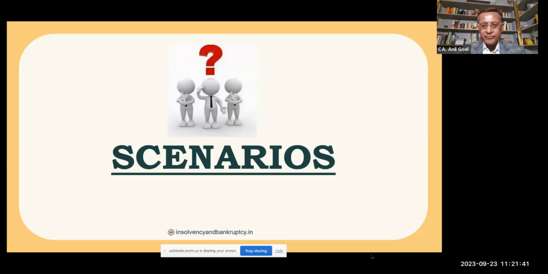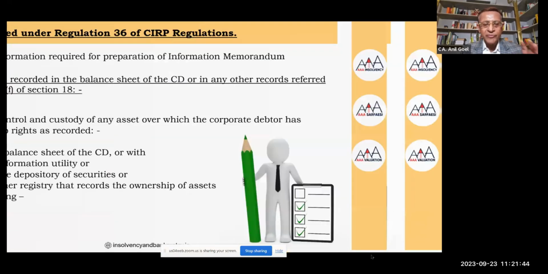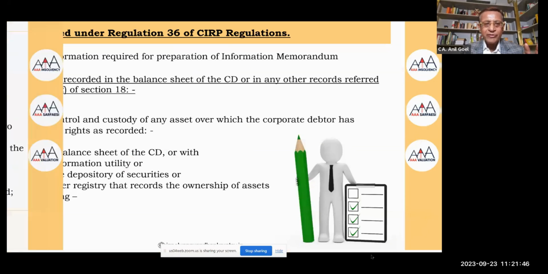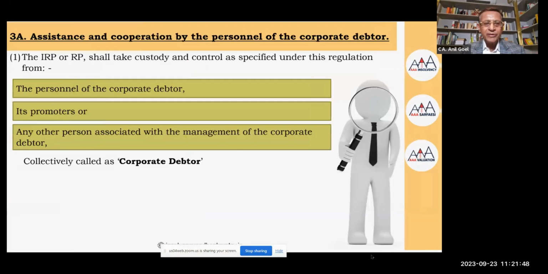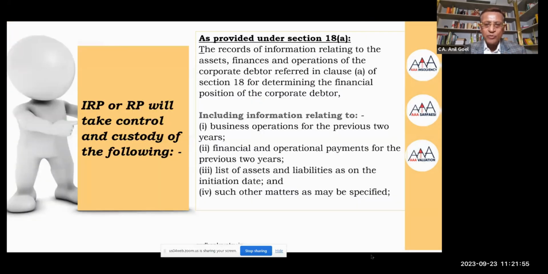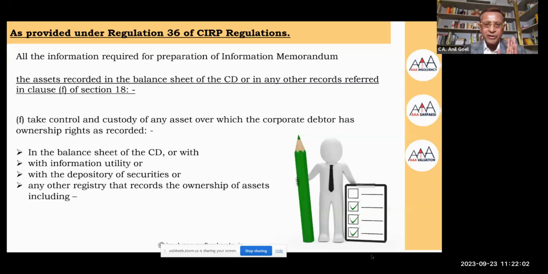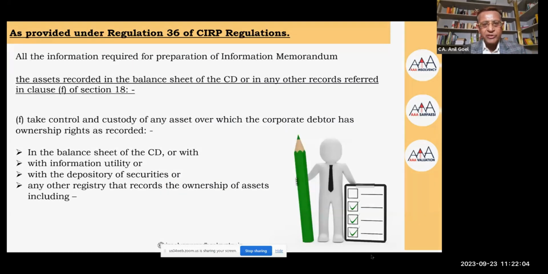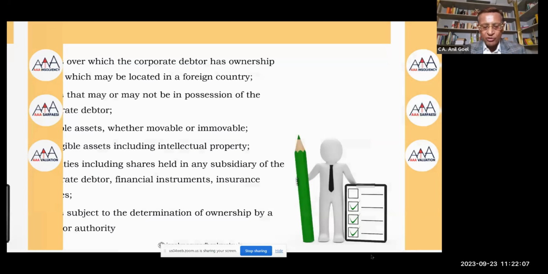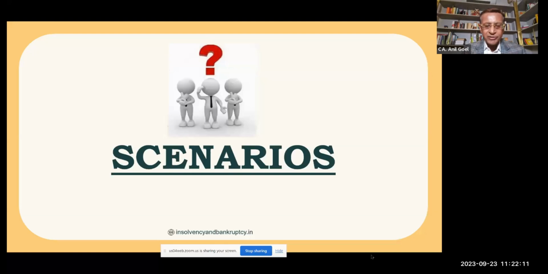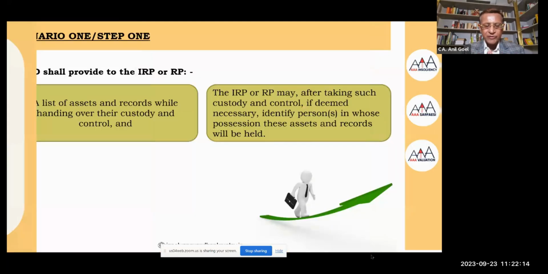Now, let us understand that this particular scenario that we have seen, this is what is required. Regulation 2B says that the IRP shall take custody and control from the corporate debtor. What we have to take from the corporate debtor is mentioned in section 18, clause A and clause F, and also in regulation 36 regarding the information memorandum. That is what is required to be taken from the corporate debtor, including even disputed assets and disputed properties. Now, let us understand these scenarios.